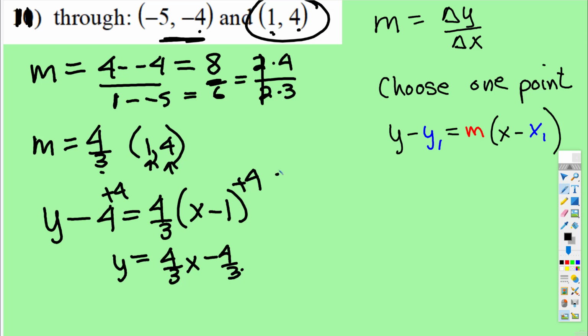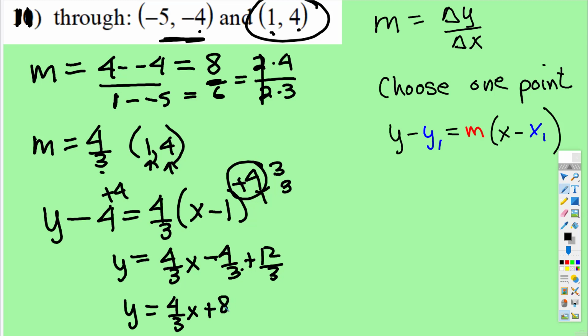3. So we're adding 12/3. 12 divided by 3 is the 4 we just added. And then we simplify. So y is equal to 4/3 x. -4 plus 12 is +8.